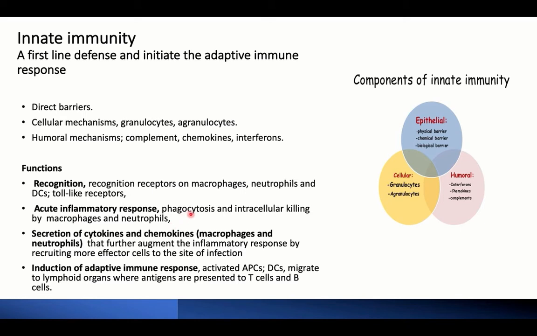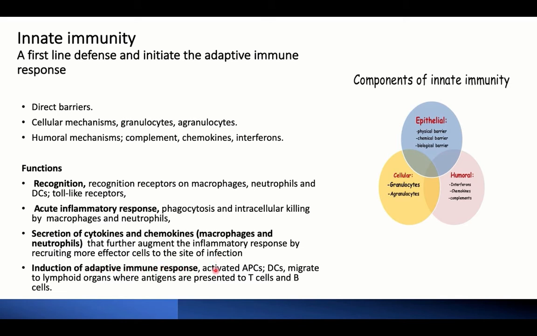Once finding this foreign material, phagocytosis and intracellular killing by macrophages and neutrophils is very important. So inducing acute inflammatory response is the responsibility of innate immunity. Secretion of cytokines and chemokines by macrophages and neutrophils further augments the inflammatory response initiated initially by recruiting more effector cells, which are mainly lymphocytes, to the site of infection. So they secrete cytokines and chemokines to augment the inflammatory response and to trigger the adaptive response.